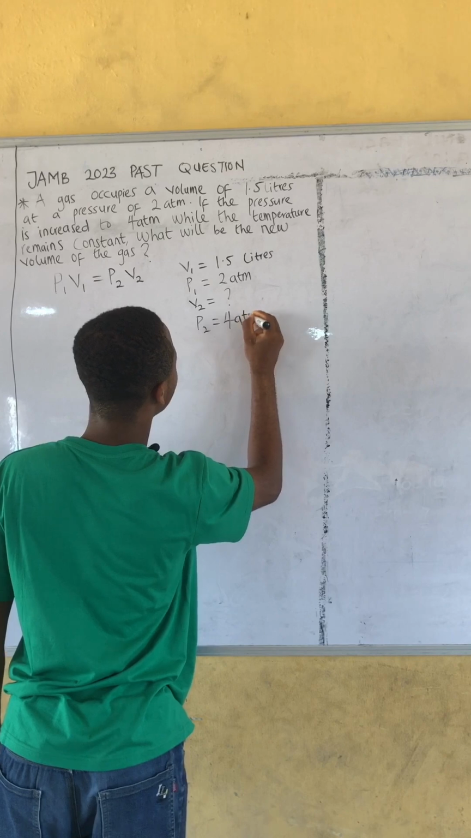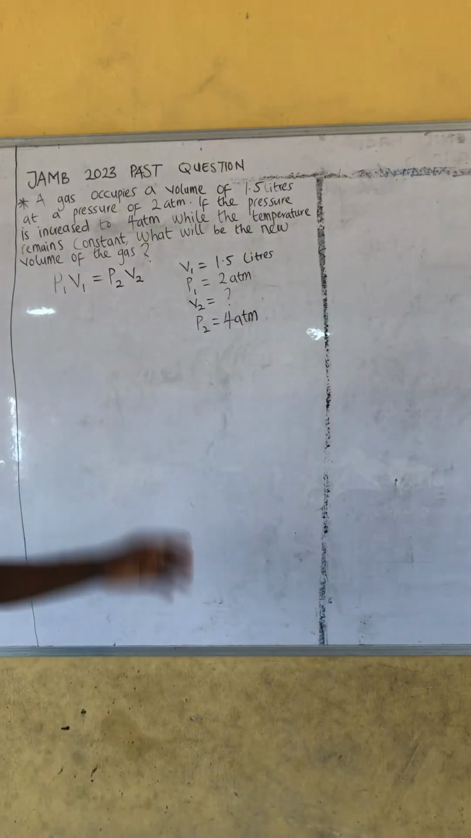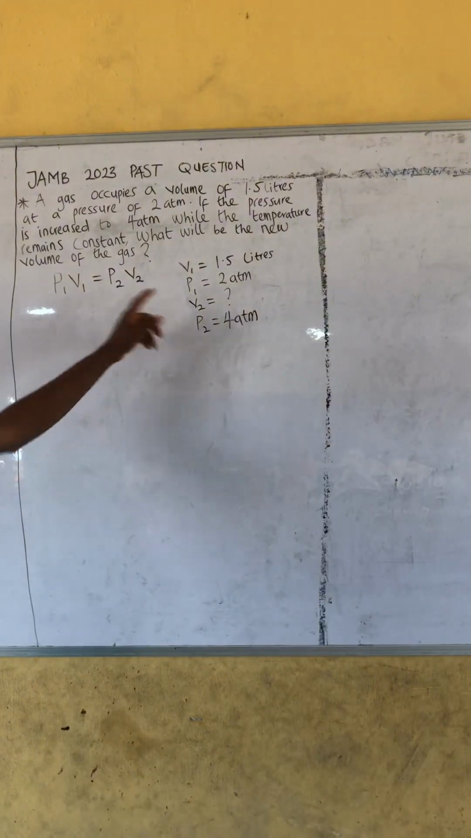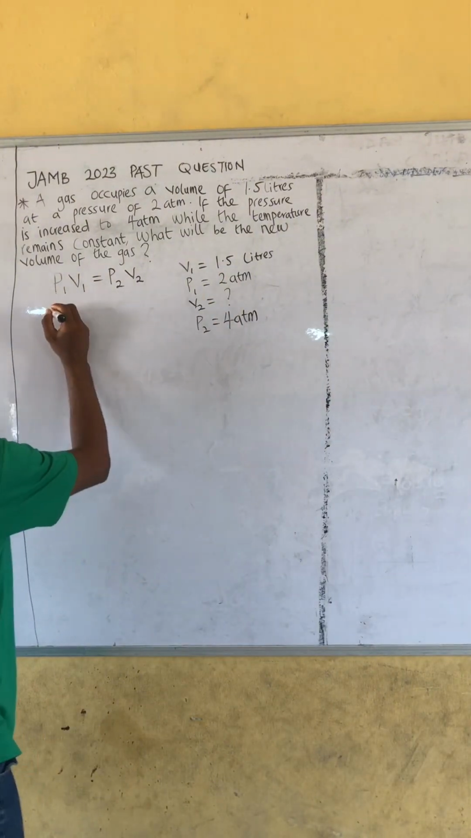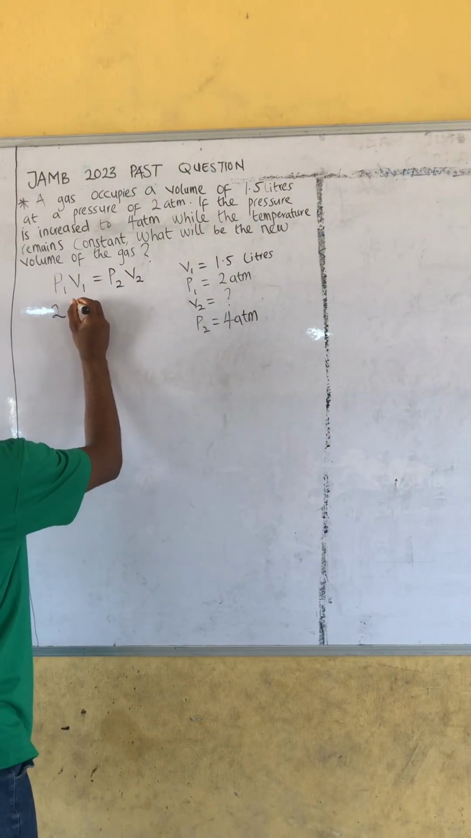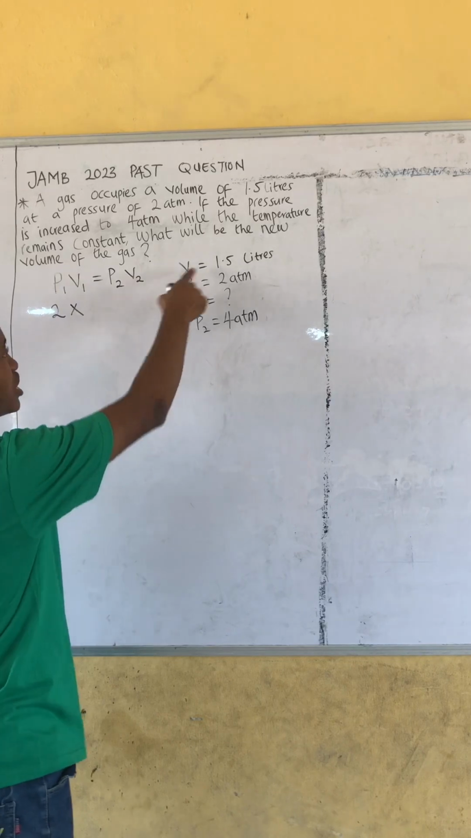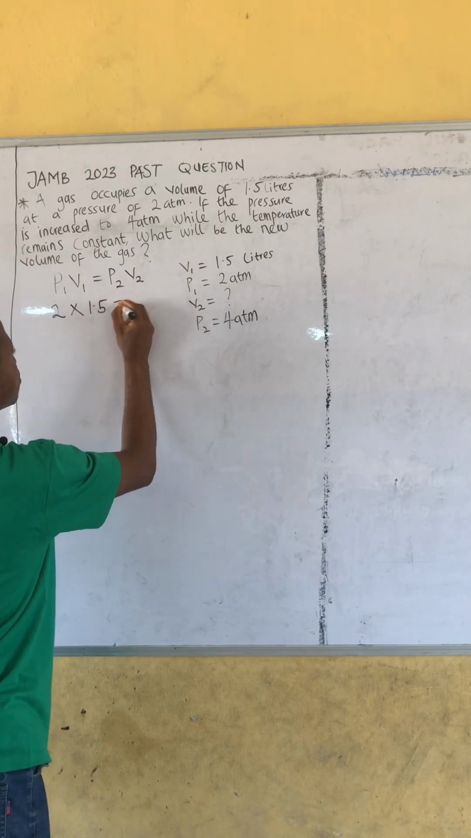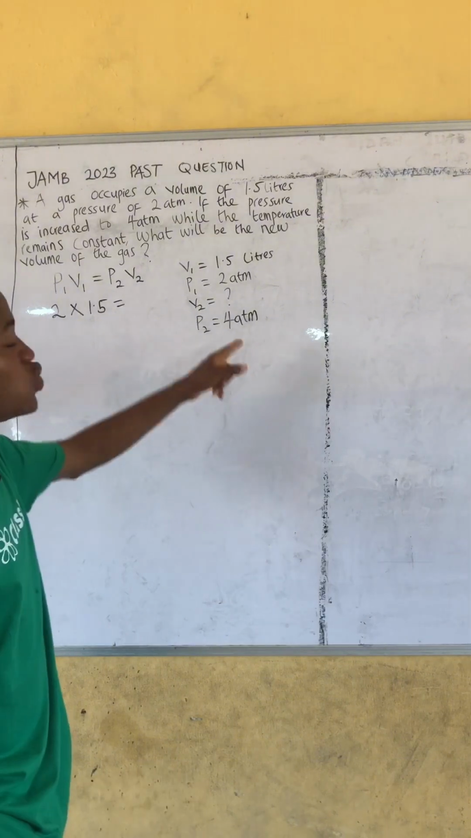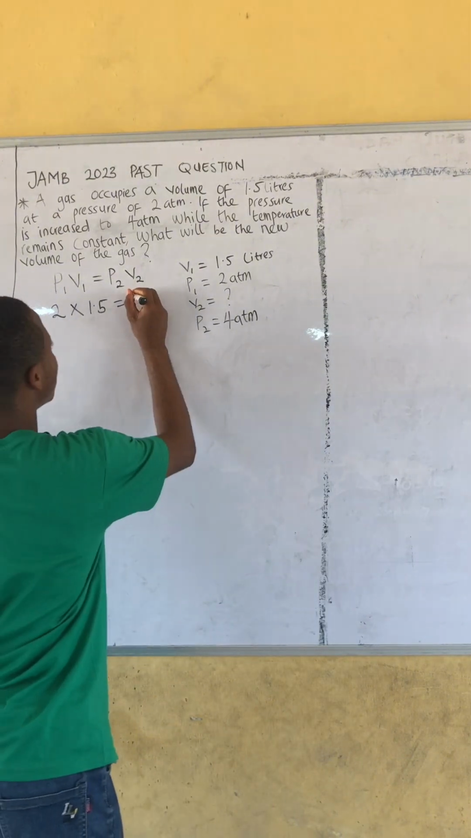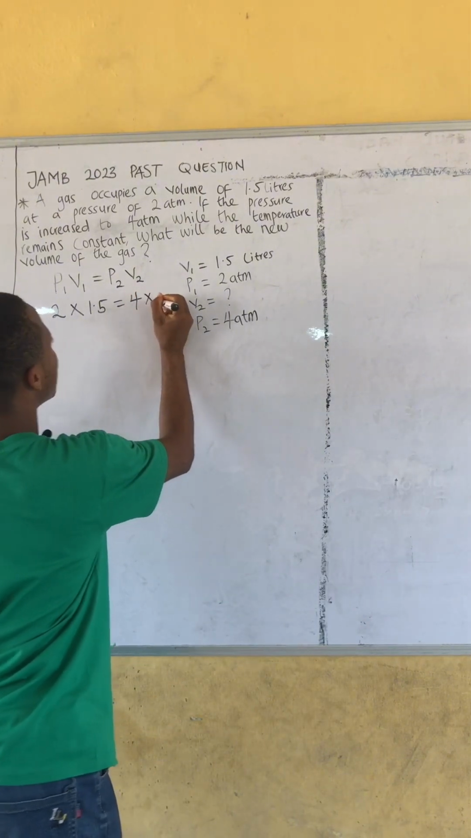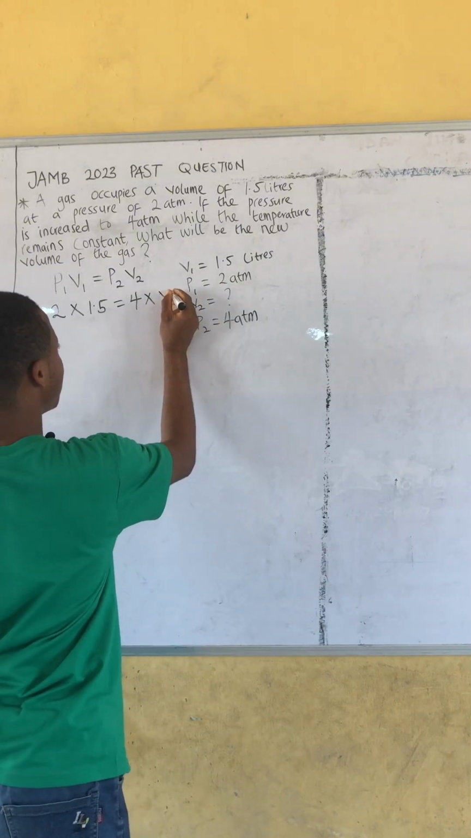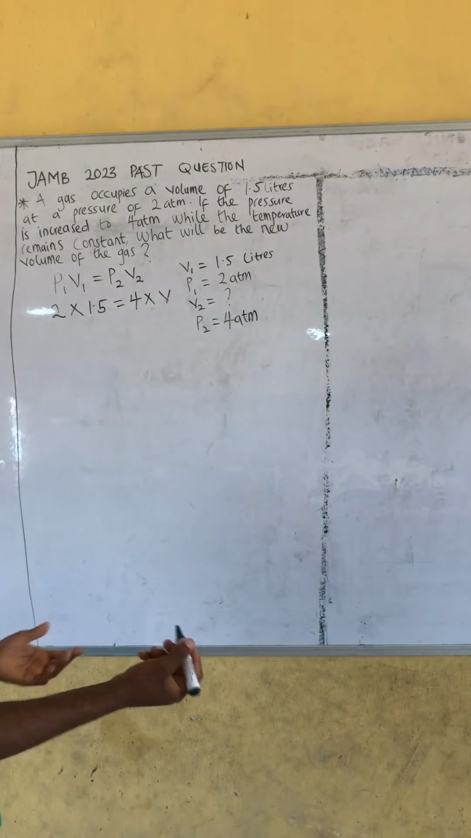So now let us put all of these parameters in the equation. Our P1 is 2 atmospheres. So we have 2 times, what is our V1, which is our initial volume? 1.5, is equal to, what is P2? Our P2 is 4 atmospheres, 4 times, what is our V2? We don't know, so let us represent it with V. You can put V or V2, anyone that you want.